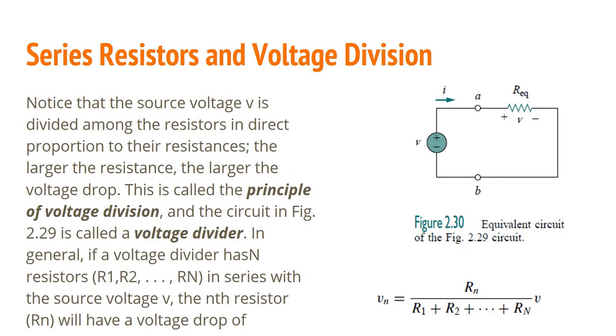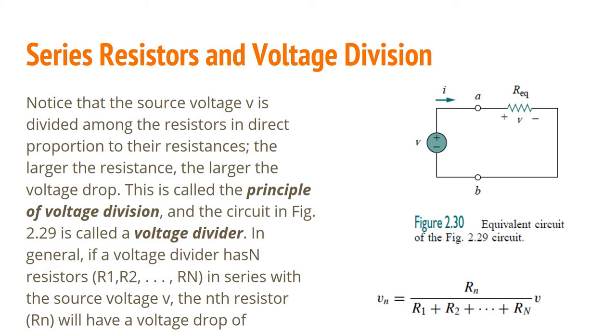Notice that the source voltage V is divided among the resistors in direct proportion to the resistances. The larger the resistance, the larger the voltage drop. Okay, so the larger the resistance, the larger the voltage that resistor consumes. So, given the discussion on Kirchhoff's law, the total voltage across the load is just equal to the voltage of the source. That's why the source voltage is just divided among the resistors in this circuit.